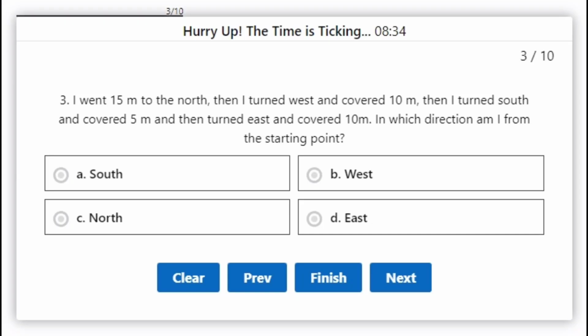Our third question is, I went 15 meters to the north, then I turned west and covered 10 meters. Then I turned south and covered 5 meters, and then turned east and covered 10 meters. In which direction am I from the starting point? And the options are option A south, B west, C north, D east.